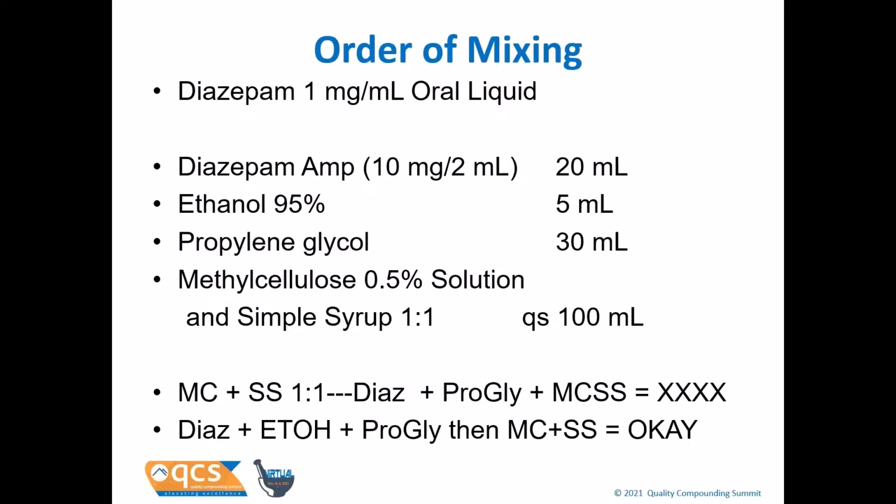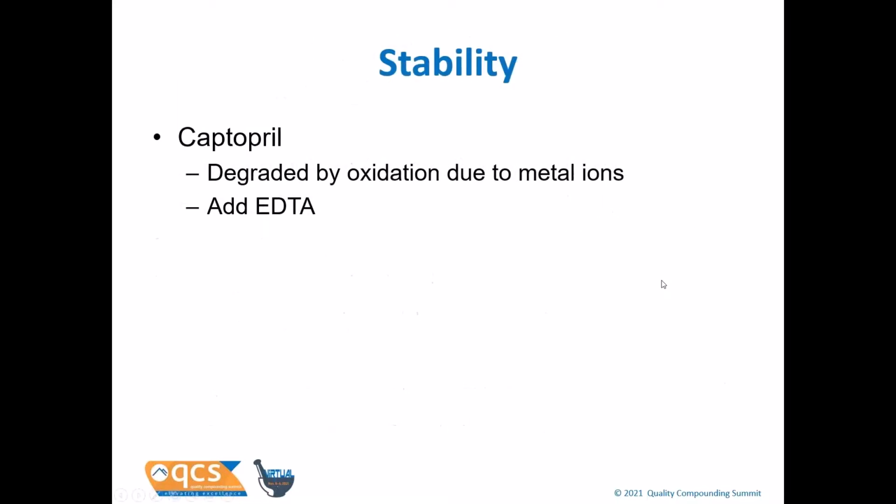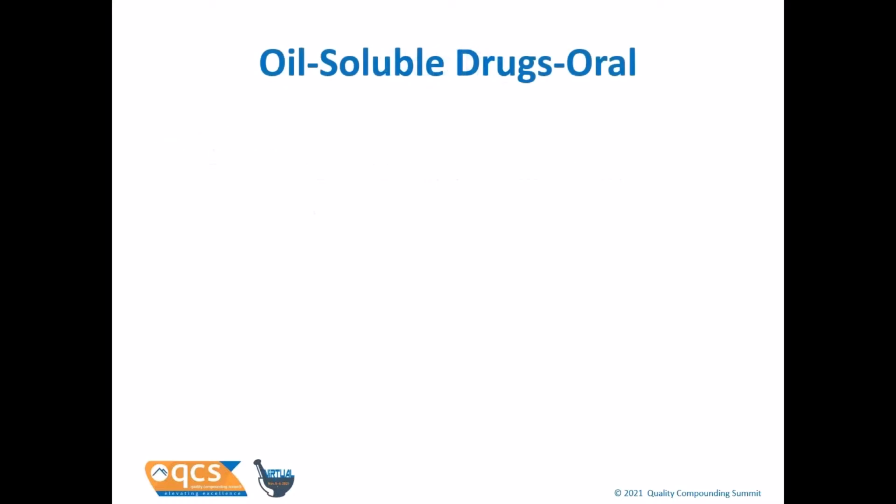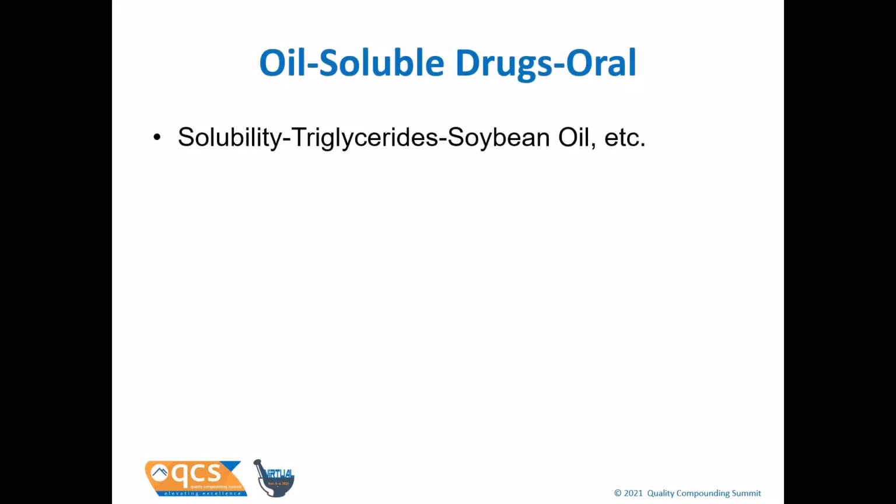So let's do this first. Let's put the diazepam with the alcohol and propylene glycol, and then add that solution to the methyl cellulose and the simple syrup, and this will come out in an okay preparation. Okay. Another issue, captopril is not very stable in aqueous solutions, degraded by oxidation if there's any metal ions present, and there is in a lot of the vehicles, and so simply add EDTA in order to correct that issue.